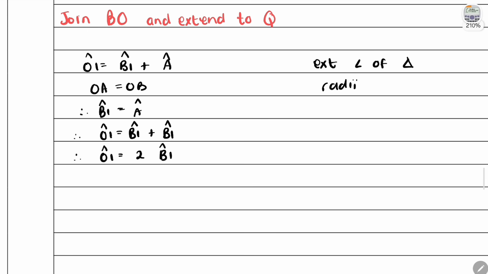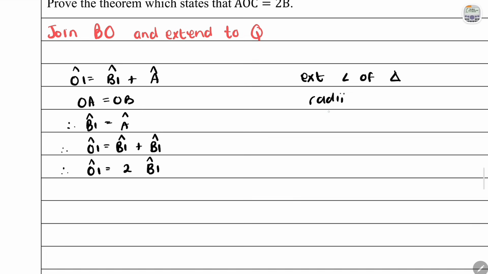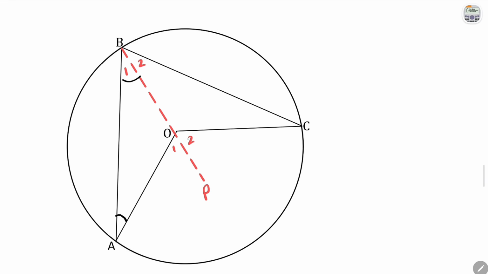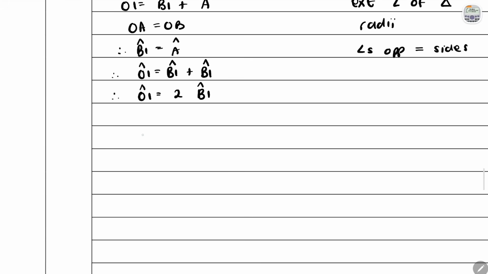Okay, also remember that these two angles are equal because of angles opposite equal sides. So we'll also tell them that angles opposite equal sides. And now we can look at the other triangle that has been created because of this line. So that triangle is triangle OBC. Okay, so we have this triangle over here, and this line is an extension of it. So we have an exterior angle as well. So angle O2 is equal to angle B2 plus angle C. Now we can go ahead and tell them that angle O2 equals angle B2 plus angle C.